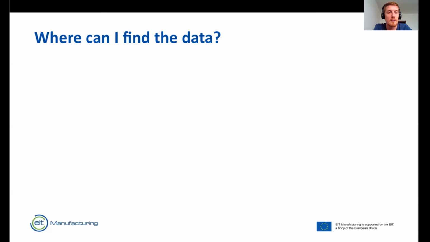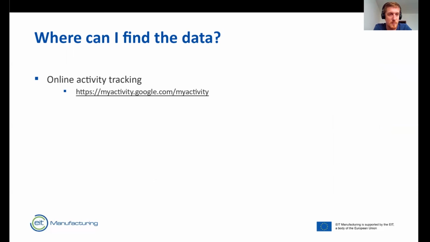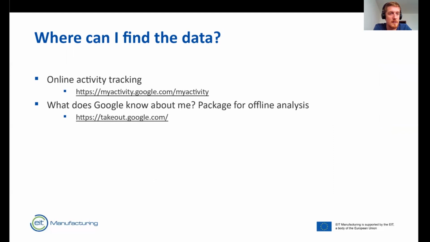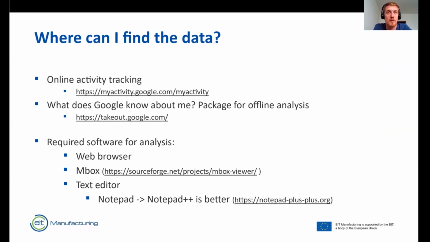And where can we find this data? Online activity tracking can be found on myactivity.google.com/myactivity, and some packages for offline analysis can be found on takeout.google.com. Required software for analysis for this webinar is a web browser, an Mbox viewer, which can be downloaded here, and a text editor like Notepad, but I would recommend Notepad++, which can be downloaded here.